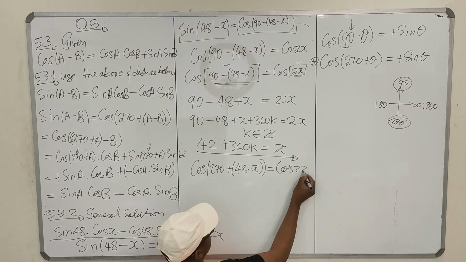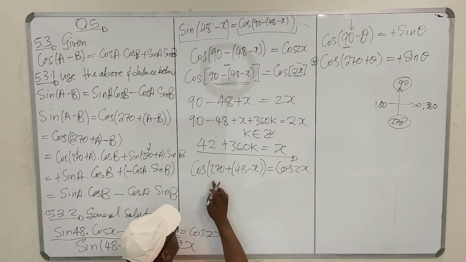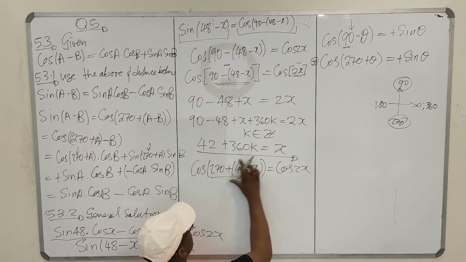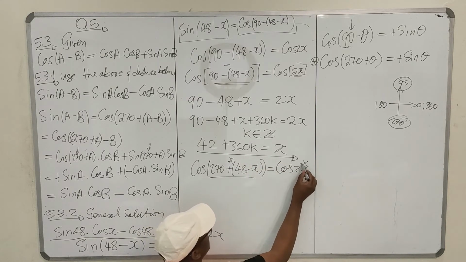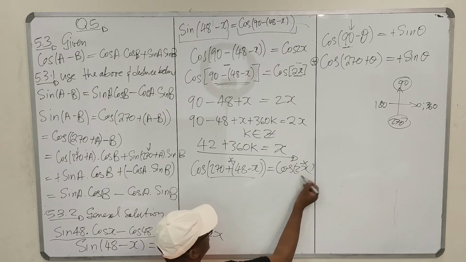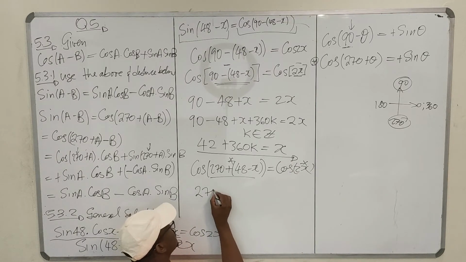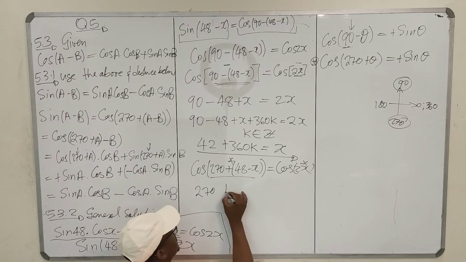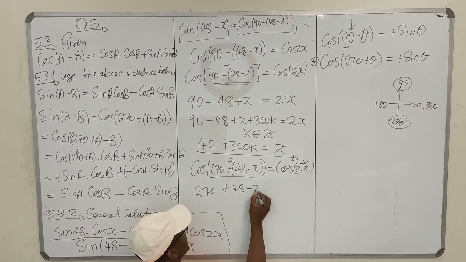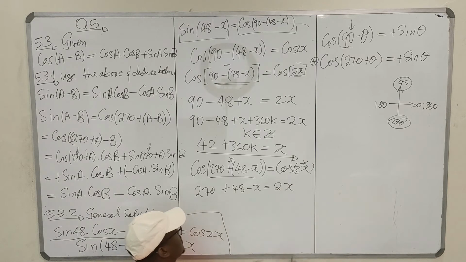This is also equal to 2x. Do the same thing. If the left hand side is equal to the right hand side, that means these angles are exactly the same, this part and that part. Therefore, your 270 plus 48 minus x is equal to 2x.